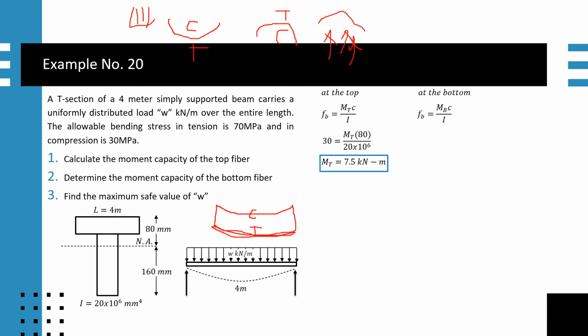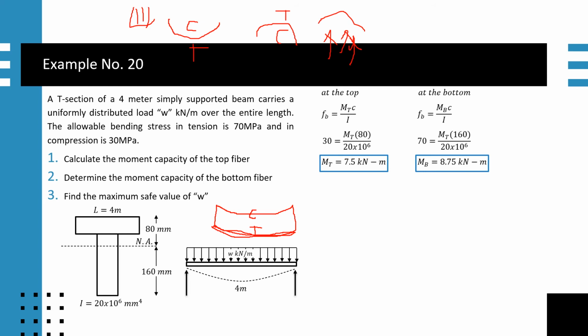So, FB is equal to MBC over I. So, FB is 70, MB is yung hinahanap, C is distance from the bottom to the neutral axis, and then I is given 20 times 10 raised to 6. Yan, 70, yan. So, MT will be 8.75 kilonewton meter. Final answer.